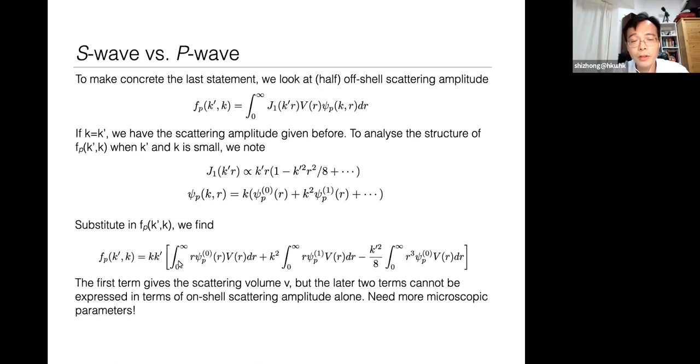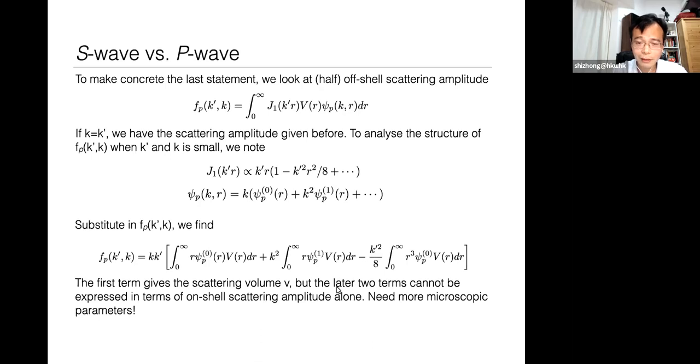That will give you, for example, the first term would correspond to 1 over v, and these two terms combined together would give you the energy dependent part of the scattering parameter. But now if k is not equal to k', you have a problem, because these two terms are independent. Which means that to characterize this, at least even for this half off-shell scattering with energy dependence, you need one more extra parameter. Not only the scattering volume or effective range, but something more. In other words, you need to know more about the potential in order to know this parameter.